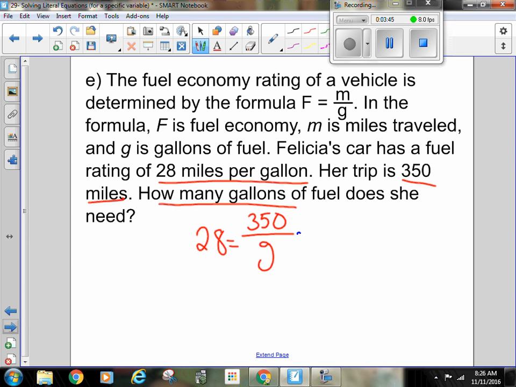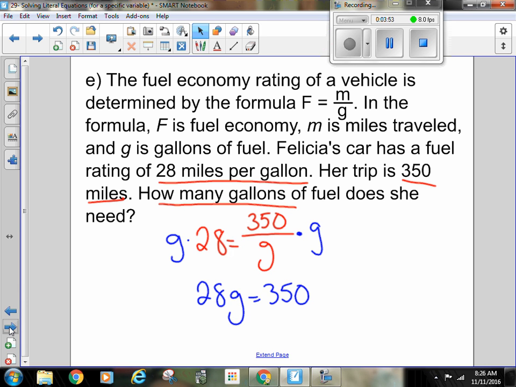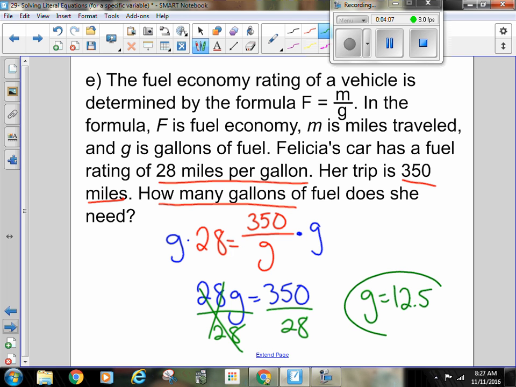So to get the G out of the bottom, we're going to multiply each side by G. So now we have 28G equals 350. Now we want to get G by itself. So divide by 28. So 350 divided by 28, and we find we get 12.5 gallons. All right, there you have it, ladies and gentlemen.